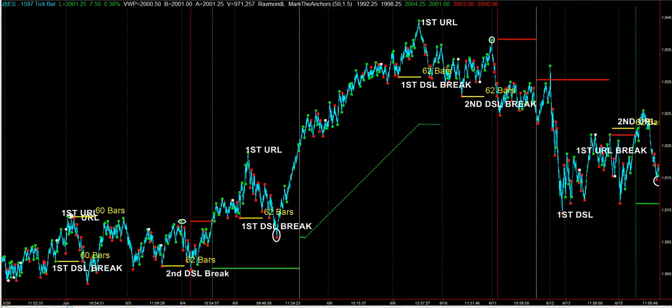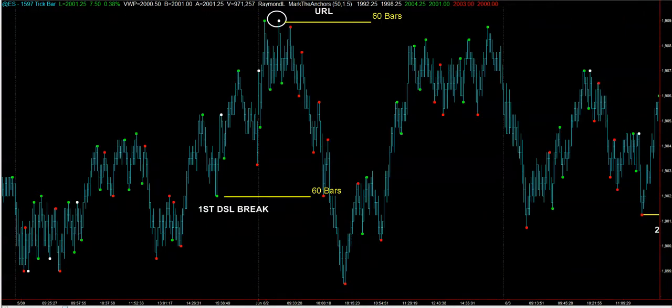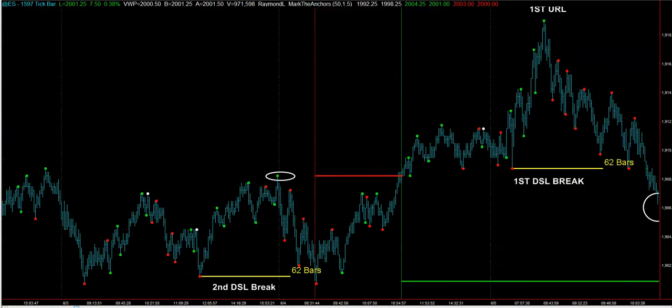We're just going to zoom in on that. Okay, so there's the second. There's your close right over there. There it is. So we turn to a bearish posture.